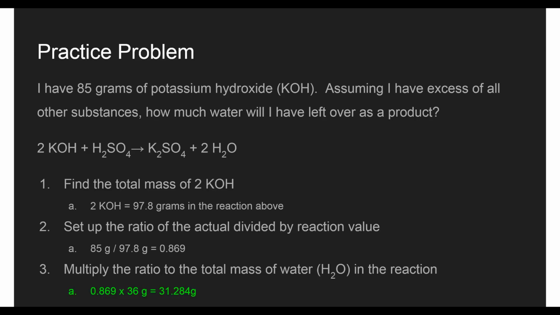So that gives us our 36, because each one's 18. And so if we multiply, we get 31.284 grams. So we get just over 31 grams of water. So say I only needed 30 grams of water, then I'd be good. If I needed 40 grams of water, then I know I need to get more of my potassium hydroxide in order for me to get a successful result from that reaction.